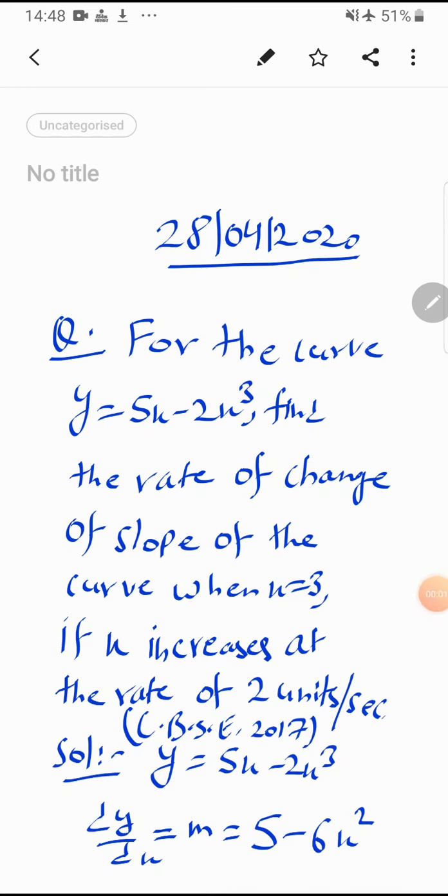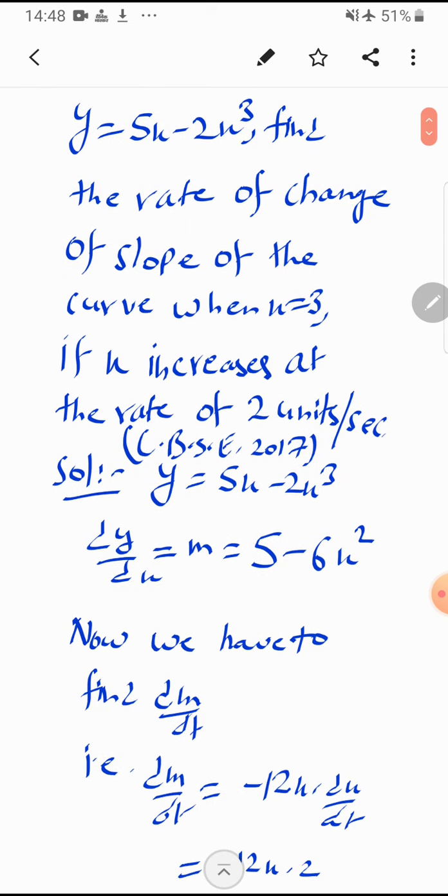Hello students, today we are going to discuss questions based on rate of change of quantities. Now the first question under this category is: for the curve y equals 5x minus 2x cube, find the rate of change of slope of the curve when x is equal to 3, if x increases at the rate of 2 units per second. This question has been asked in CBSE 2017. So let us start this question.